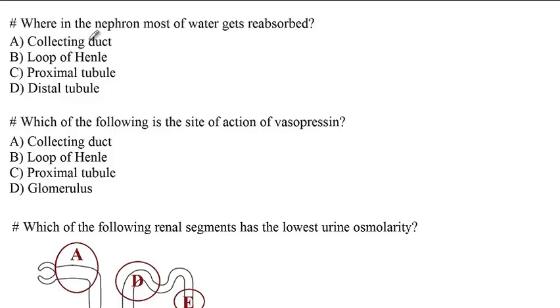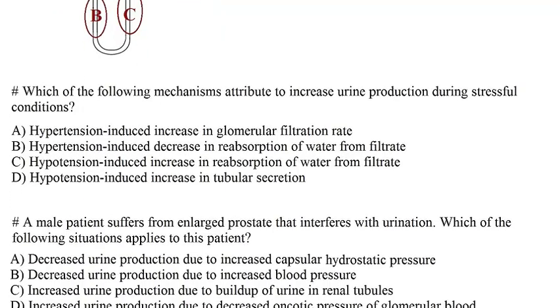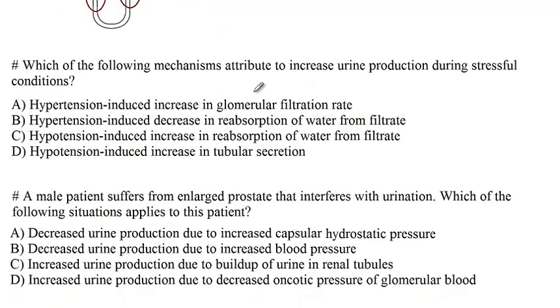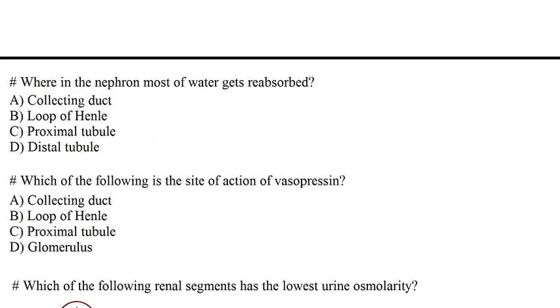So the first question: where in the nephron does most of the water get reabsorbed? Second question: which of the following is the site of the action of vasopressin? Third question: which of the following renal segments has the lowest urine osmolarity? Next question: which of the following mechanisms contribute to increased urine production during stressful conditions? And then the final question: a male patient suffers from an enlarged prostate that interferes with urination. Which of the following situations applies to this patient? Okay, so if you need more time, you can go ahead and pause the video.